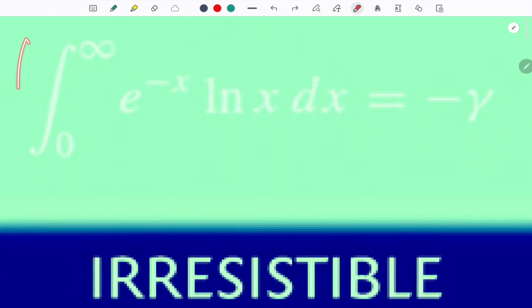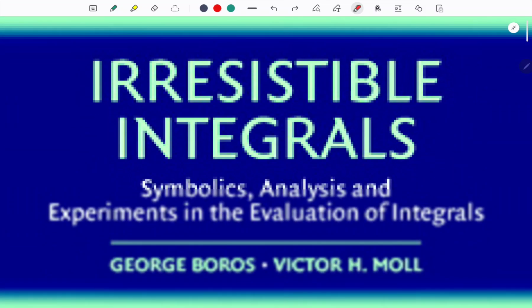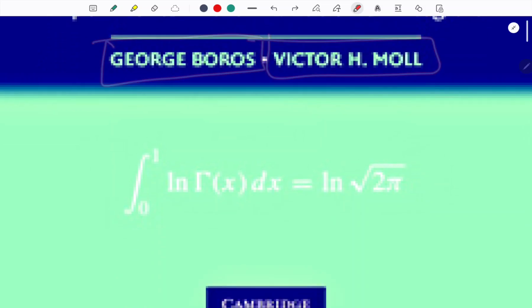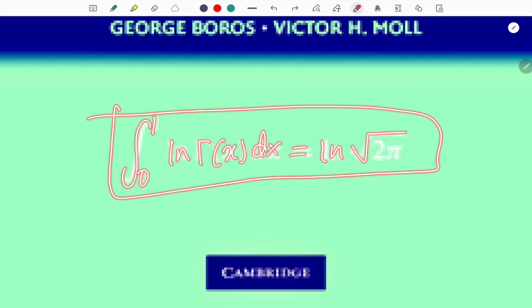So I think these kinds of integrals are explained in this book, and this book is written by George Boros and Victor H. Moll. Okay, and here another integral is shown: the integral from 0 to 1 of ln of gamma of x dx. That is ln of square root of 2 pi.